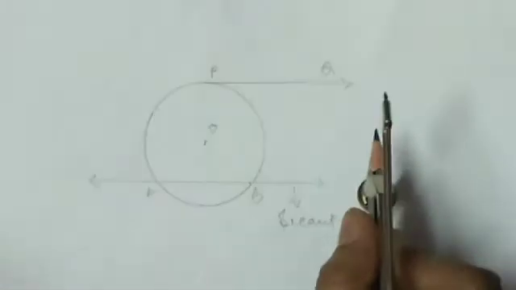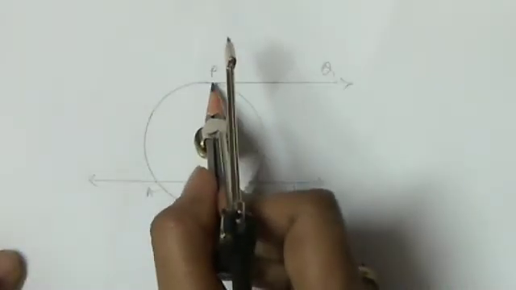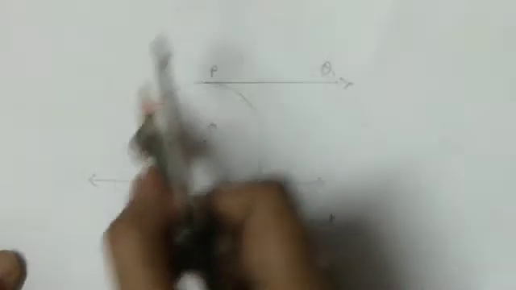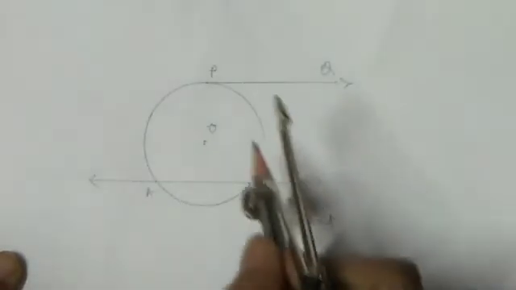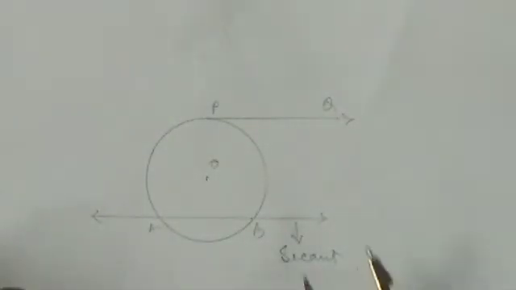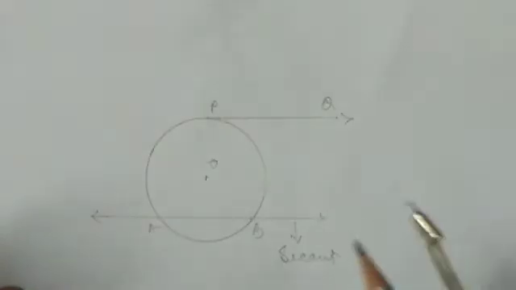That will be a tangent. This way we can make many more tangents. If it cuts at point P, so we have so many points on the circumference of the circle, so we can make an infinite number of tangents in the circle.